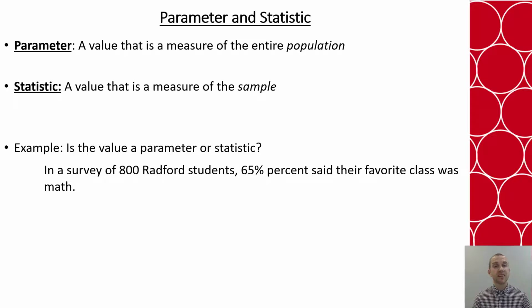Say we have a survey of 800 Radford students. 65% said their favorite class is math. Now, we first have to understand, what is the population? In this case, our population are the students at Radford. Then we have to ask ourselves, was every student surveyed? Well, here it says 800 students, but there are thousands of students at Radford. This means that what was done was a statistic. It was a smaller subgroup. It was a sample of all the students. So that represents the statistic.